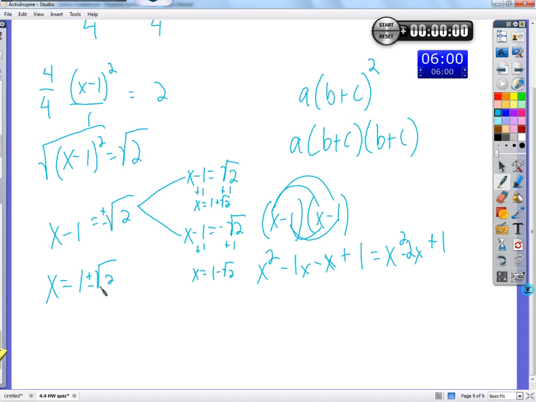Use that plus minus notation. We're going to take 1 and add square root of 2, or subtract square root of 2. Those are our two solutions. So even if we have parentheses squared, we can take the square root of the parentheses squared. The square root would just be whatever's in the parentheses.